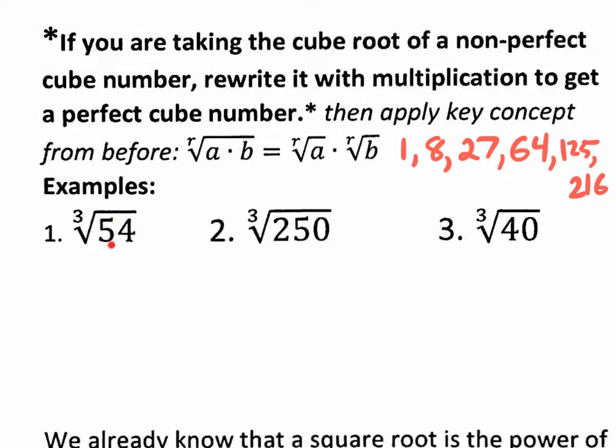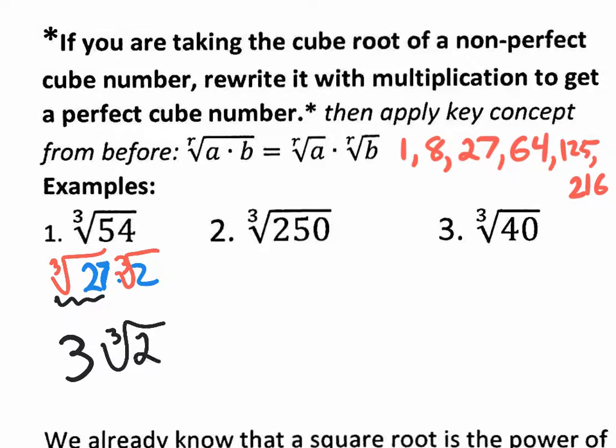So I'm going to rewrite 54 as 8 times something? 27. No. 27 times what? 27 times 2. So let's rewrite it as 27 times 2. And what we're going to do is we're going to split the third root. And the third root of 27, this guy, what's the third root of 27? 3. And the third root of 2, you can't do it, so you leave it. So your answer is 3 third root of 2.